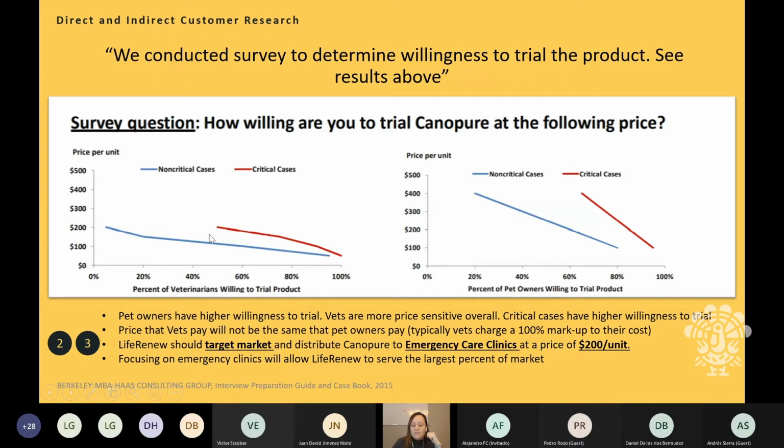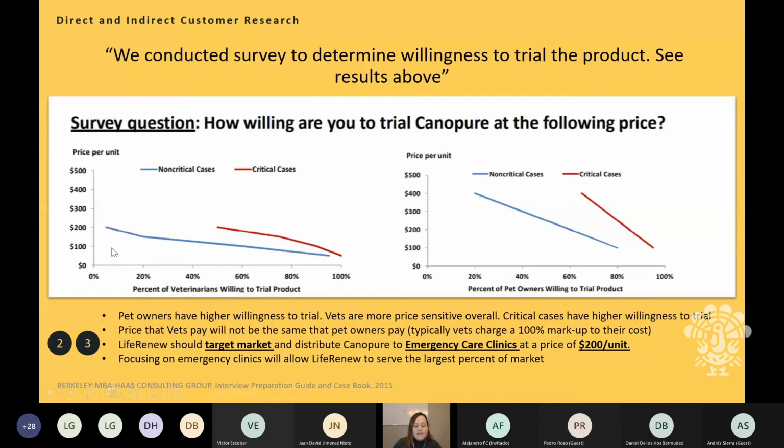By doing this, if we look at the example, they did a survey of how willing people are to try the product, like the blood substitute, for critical and non-critical cases. So, for example, if it is very critical, the veterinarians are on the left and the owners on the right. They said if there are critical cases, let's say 20% of them said they wouldn't use this product if it were priced at 100.